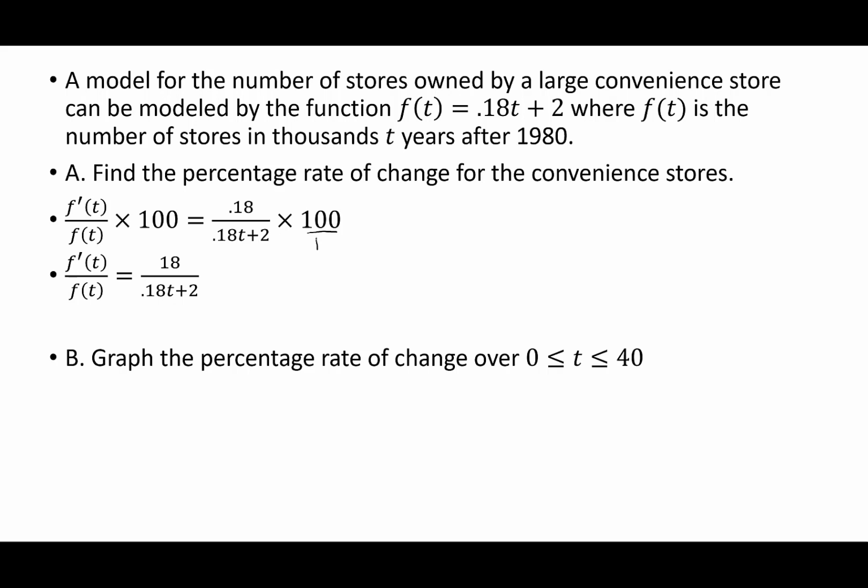Now think about what that means. T is our time in years, so 0 would be 1980. If I go to 40, if I add 40 to 1980, that'll put us at 2020. When I graph this, I'm not trying to graph this by hand. I definitely want to use technology, so we're going to go over to Desmos and graph this.